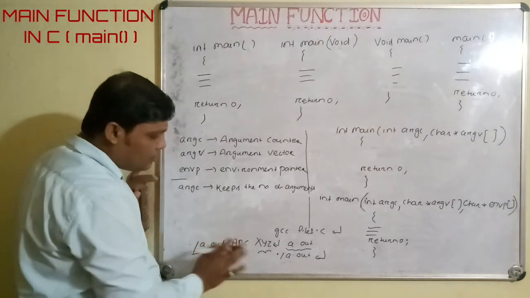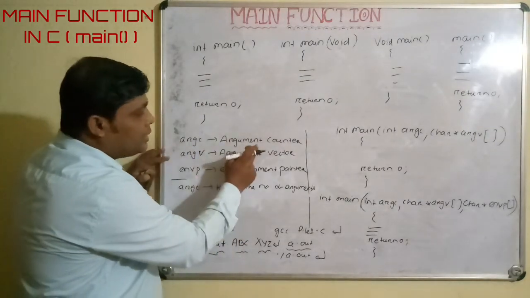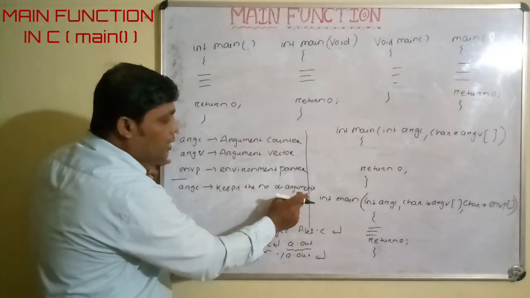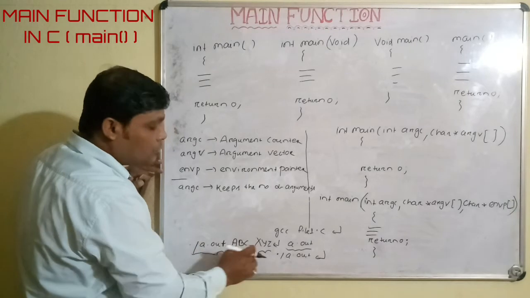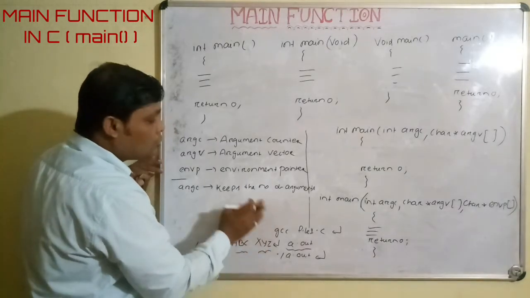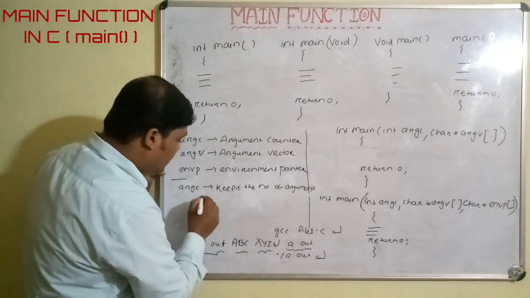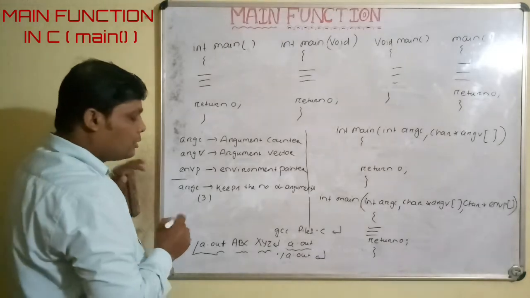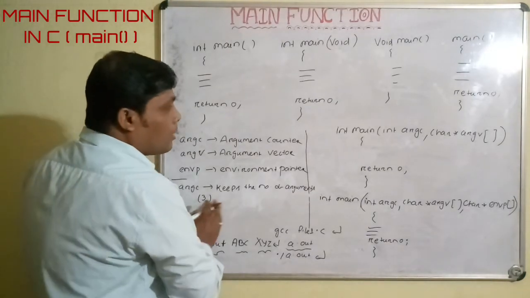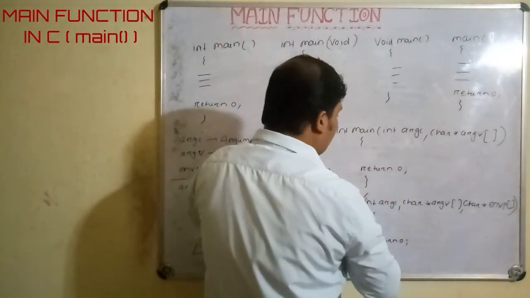Clear? Now see, what I told, argc keeps the number of arguments. Here the number of arguments is total 3. So argc keeps what? 3. In this case, the argc value is 3. Clear? So how do I use these parameters in my program?